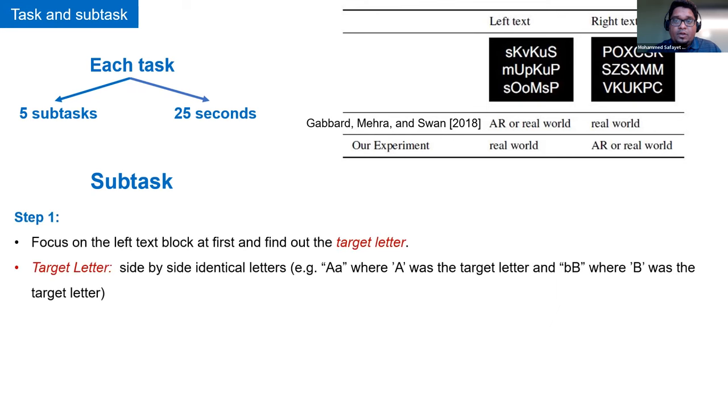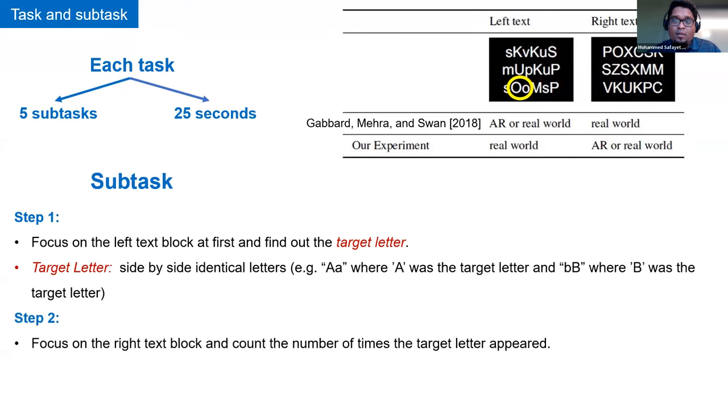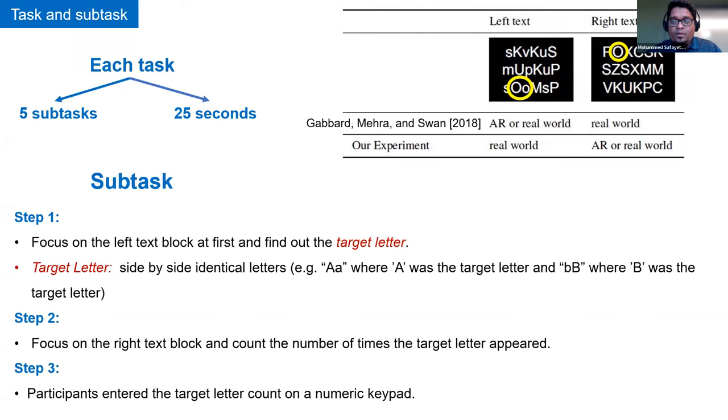Here, at first, the user needs to switch his eye focus to the left text and find the target letter. The target letter is the side-by-side identical letters. Here, the target letter is O. After gathering the target letter, participants need to switch their eye focus to the right text and count how many times it appears in the right text. And here, the answer is one. After getting the answer, participants need to provide the answer on a numeric keypad.